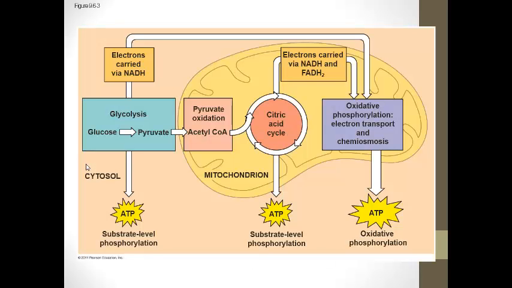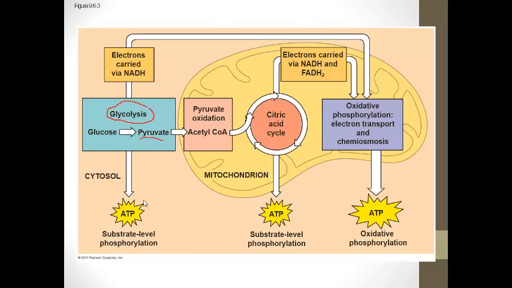Here we see an overview of what's happening during the process of cellular respiration. This is all taking place in the presence of oxygen. The first step of cell respiration is called glycolysis. You can see here that during glycolysis, glucose is going to be converted into pyruvate. This happens in the cytosol of the cell. It does not take place inside the mitochondria, and glycolysis is going to happen regardless of whether or not oxygen is present.